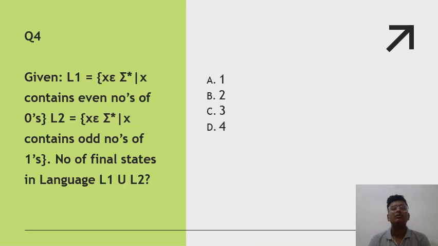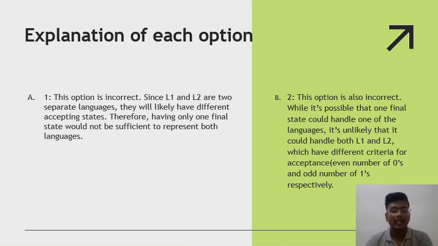So question 4 of the multiple choice questions: given L1 and L2, two languages, we have to find the number of final states in the language L1 union L2, given the following options. Option A is 1. This option is incorrect since L1 and L2 are two separate languages. They will likely have different accepting states. Therefore, having only one final state would not be sufficient to represent both languages.